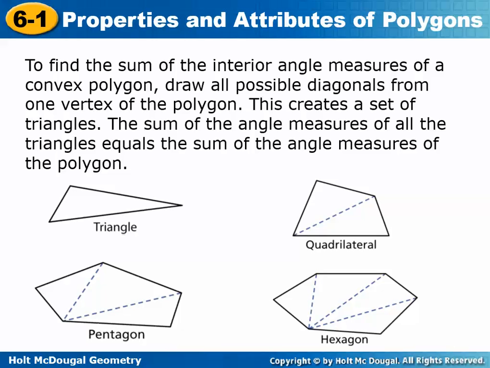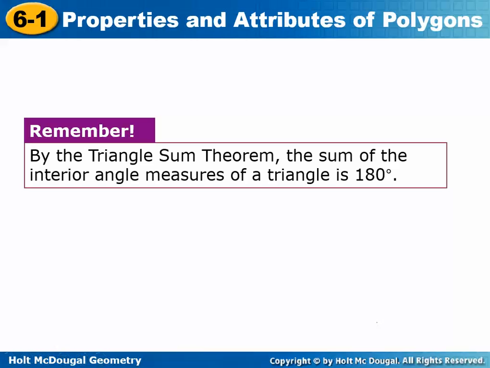So here's an example of drawing the diagonals of a triangle. You really can't do it, so it's just 180 degrees. And of a quadrilateral, you can connect those 2 vertices to create 2 triangles. And of a pentagon, we did that one earlier, you'd get 3 triangles, and of a hexagon, you'd get 1, 2, 3, 4.